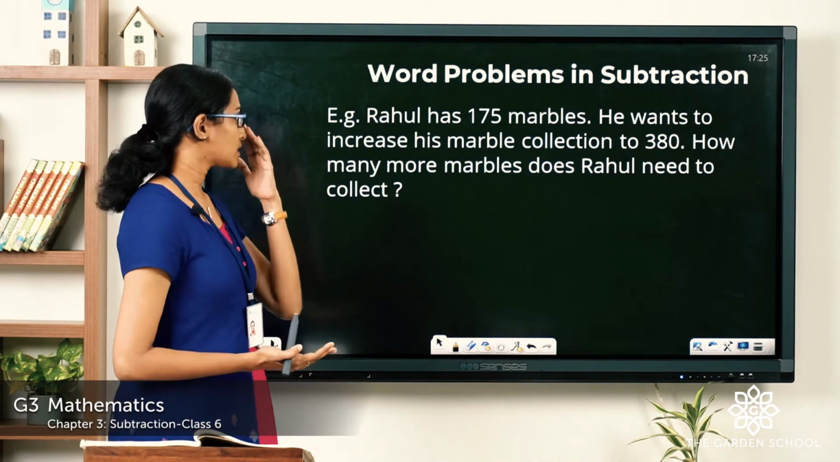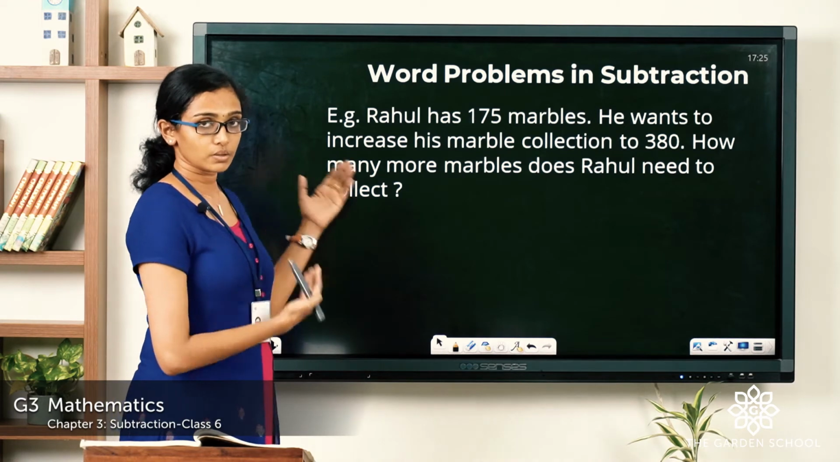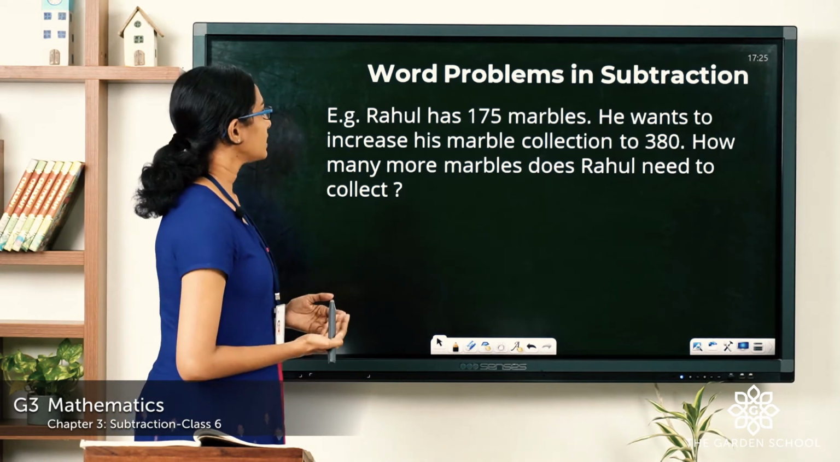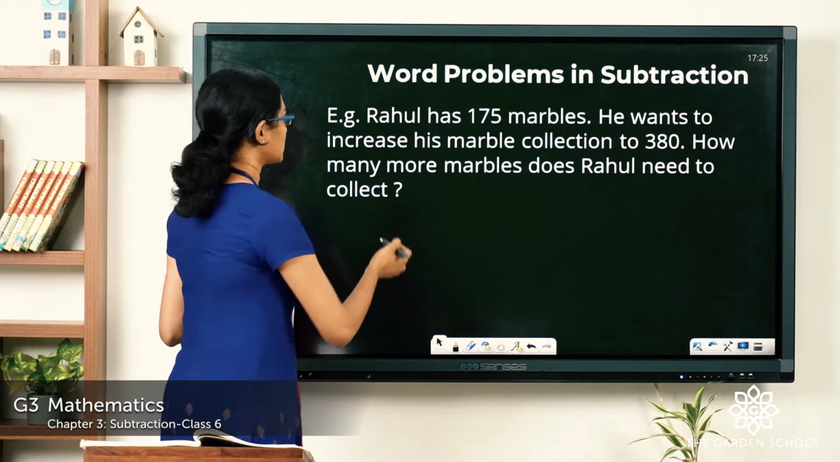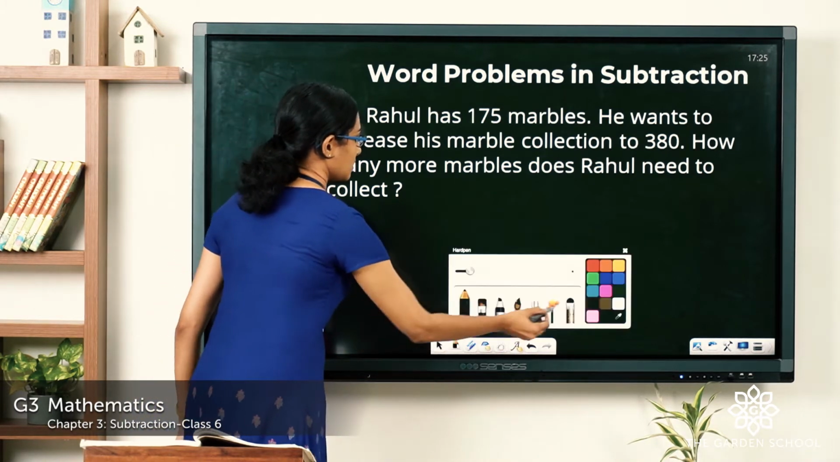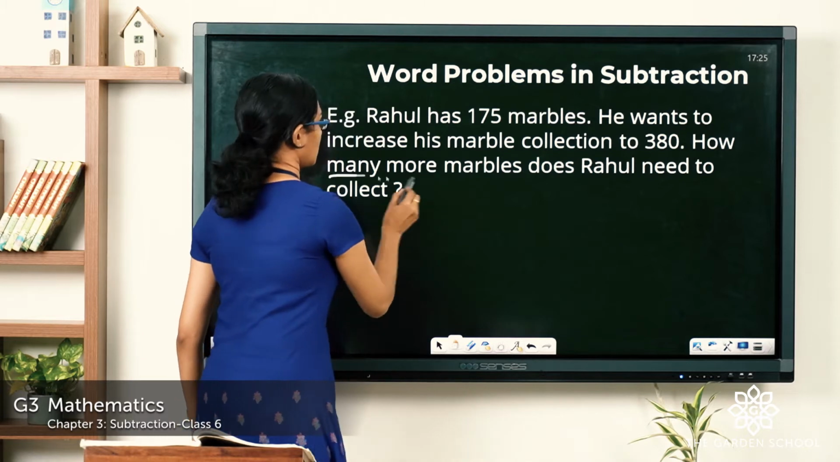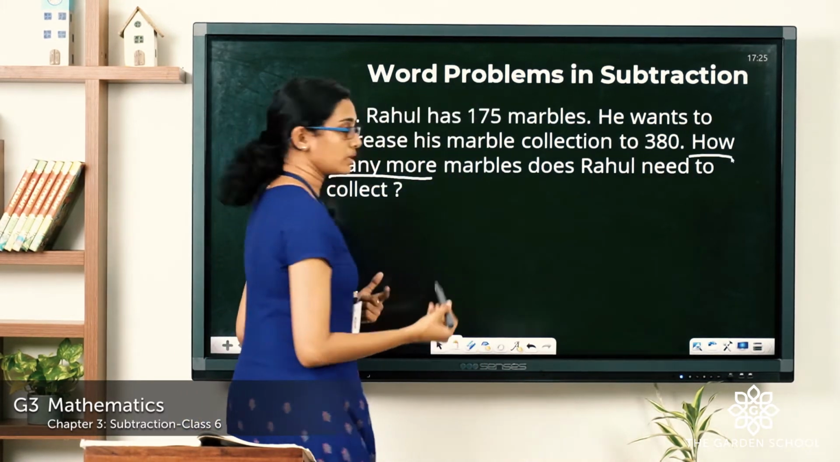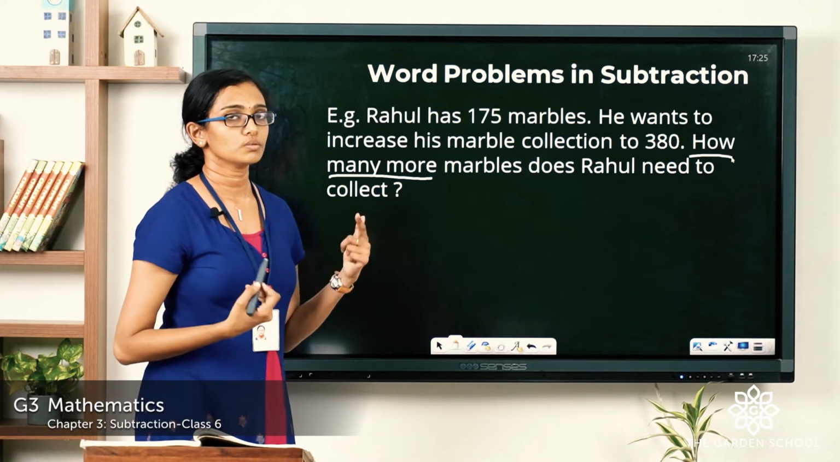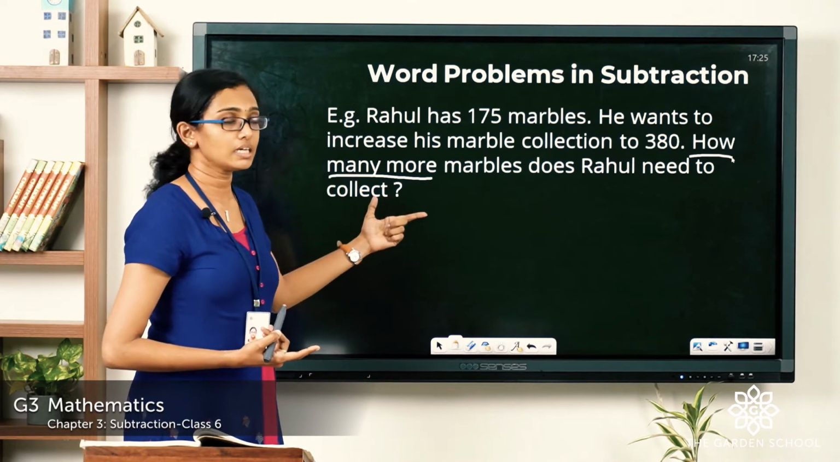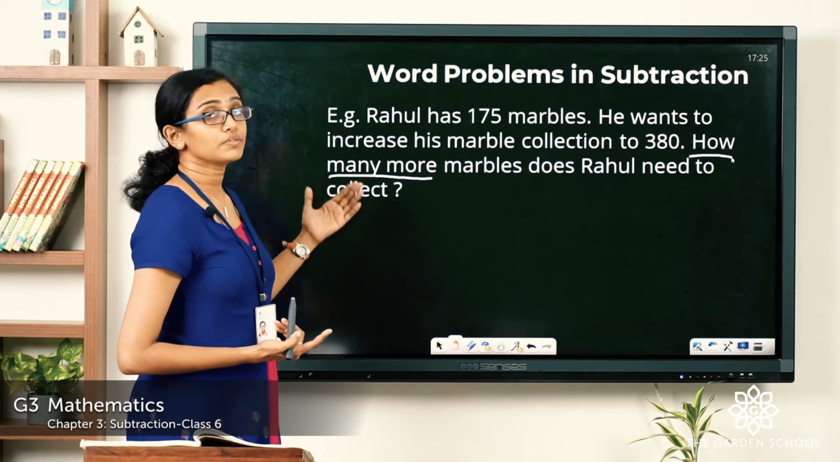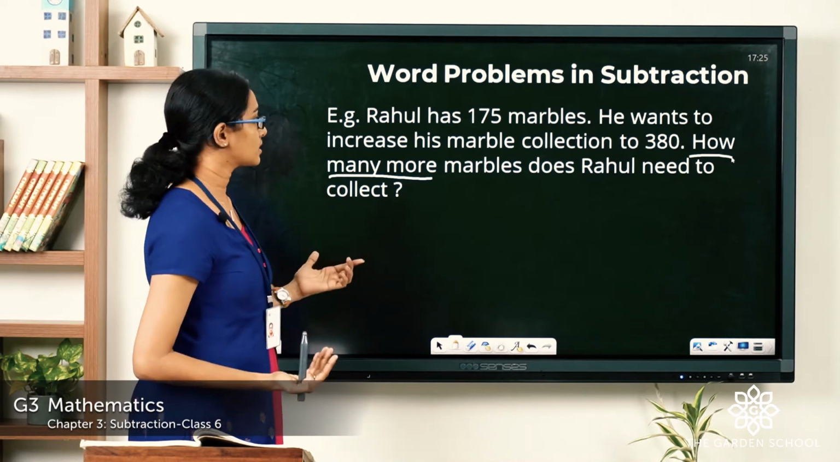So what is given in the question? First, we have read the question thoroughly. Then we have to identify the keywords. See, in the question it's mentioned how many more. And we know when you see how many more, it's something related to subtraction, right? So we have identified some keywords here, and then we have to extract the data given in the question.